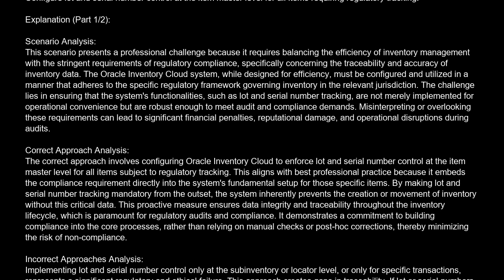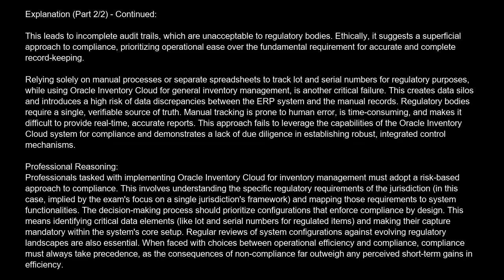Incorrect approaches analysis. Implementing lot and serial number control only at the sub-inventory or locator level, or only for specific transactions, represents a significant regulatory and ethical failure. This approach creates gaps in traceability. If lot or serial numbers are not mandatory at the item master level, there's a risk that items could be received or transacted without this information being captured, even if it's later attempted at a sub-inventory level. This leads to incomplete audit trails, which are unacceptable to regulatory bodies. Ethically, it suggests a superficial approach to compliance, prioritizing operational ease over the fundamental requirement for accurate and complete record keeping.